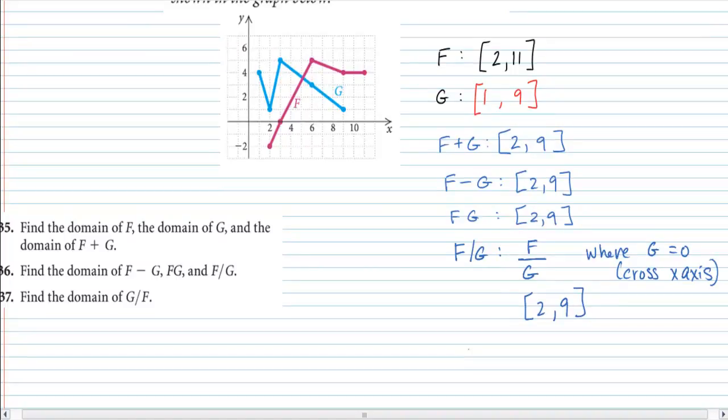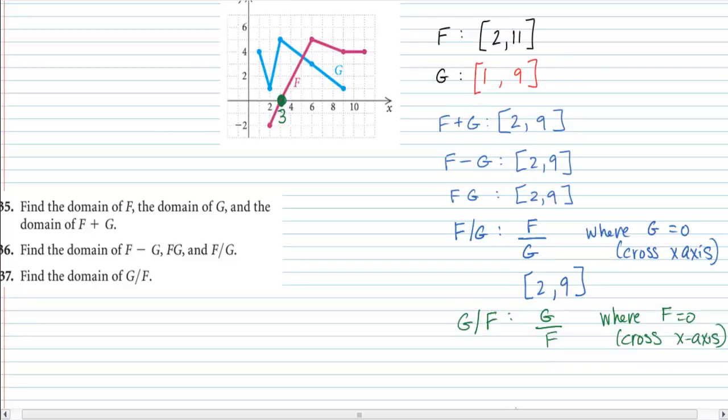But when you flip that, when you want to find g divided by f, we want to know, where is f equal to 0? Does it cross the x-axis? And if you look at the function, it does cross it at 3. So we cannot include that in the domain. So how do you remove a number that is inside an interval notation? By using parentheses. So we're going to go bracket 2 to 3 parentheses union 3 to 9 bracket.